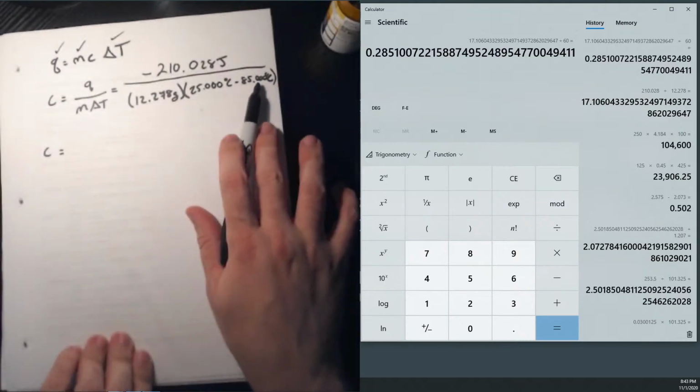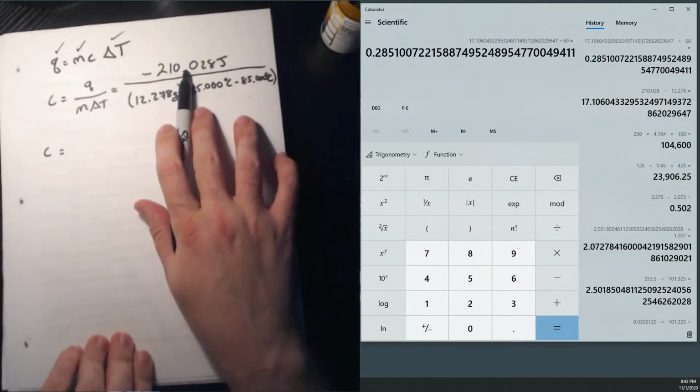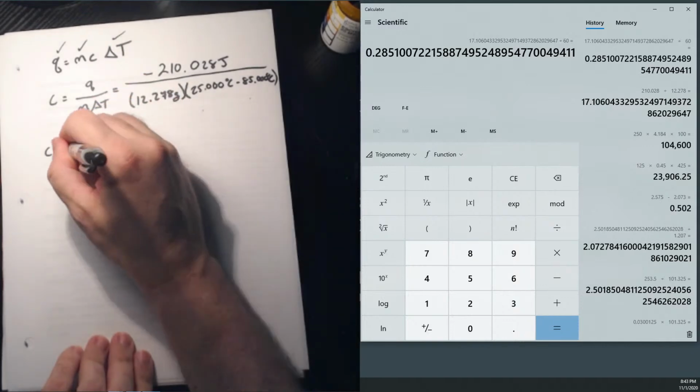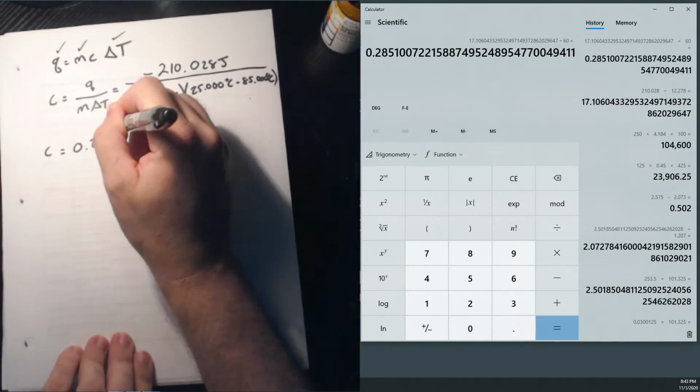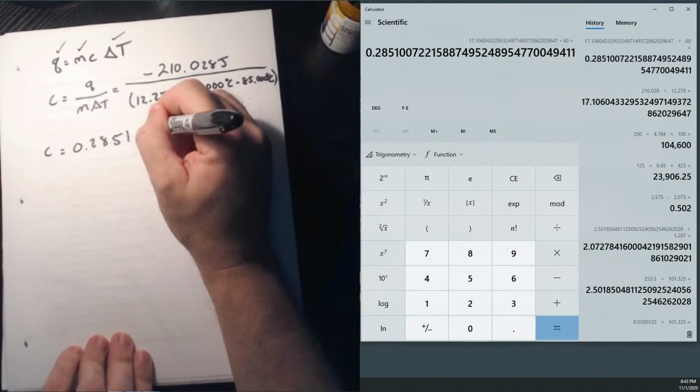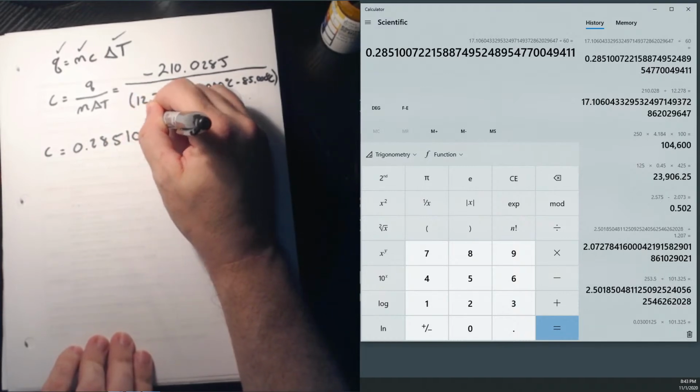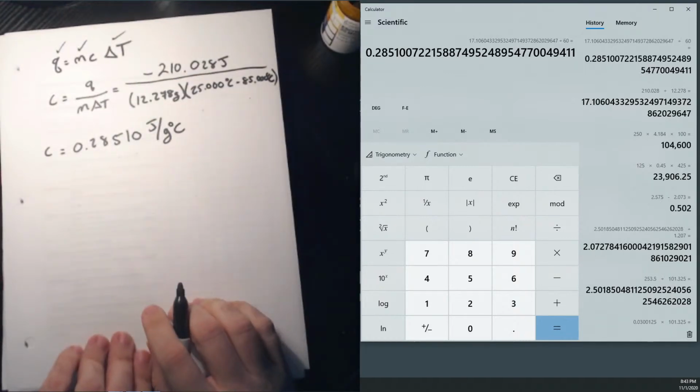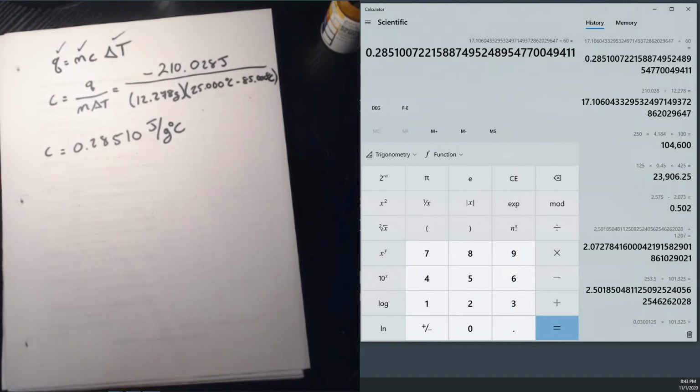Okay, so this has 5, this has 5, this has 6. Our answer has 5 sig figs. 0.28510 joules per gram degree Celsius. Okay, so that's a fairly low specific heat capacity. This is probably some kind of metal. I don't know what it is. I just made up all the numbers. I didn't base it on anything real.